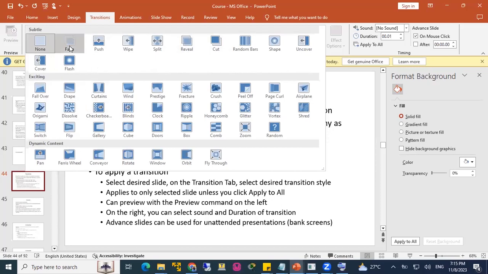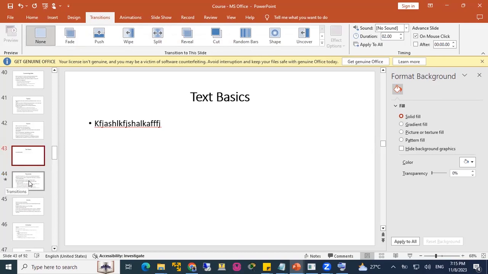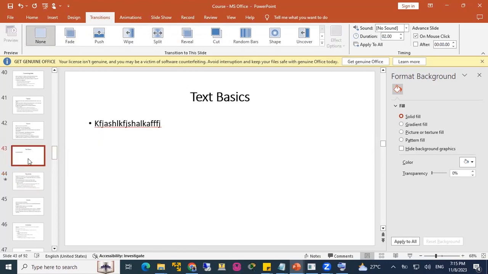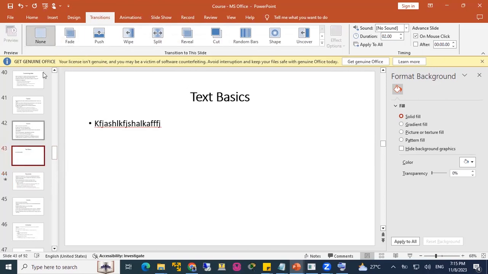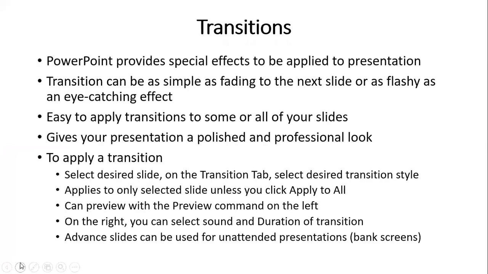Now, when I do fade, it gives me an example. What you are seeing is that when I'm presenting and I move to the next slide from this text basis, before it gets to the transition slide, it's going to fade out. So I will show you right now. When I do this as a slideshow, and I say move to the next slide, you see the fading. It fades. When I go back, it fades.